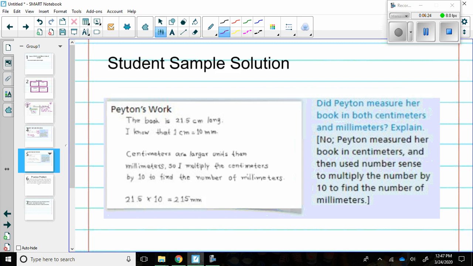Here's Peyton's work. He wrote what the measurement was. He wrote what he knew, which I think is very important when you're solving these problems. And then he did the multiplication as well, just doing the multiples of 10, seeing that the decimal point's here, knowing he's moving the decimal to the right because he's multiplying to make it bigger, making it 215 millimeters.